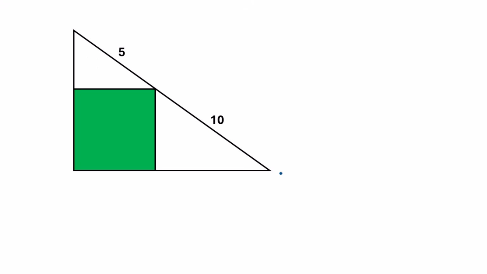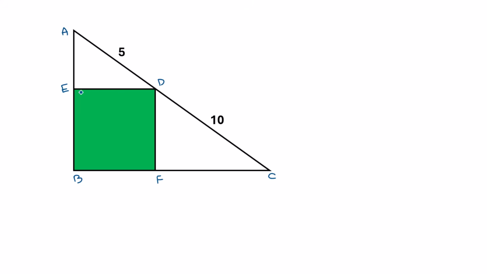We have a right angle triangle. Consider this triangle is A, B, C, and there is a square inside this triangle. Consider this point is D, this is E, and this point F, such that the length of AD is 5 unit, the length of this CD is 10 unit. We have to find the area of this square BFDE.